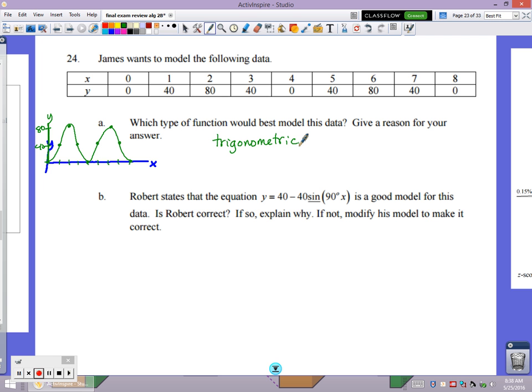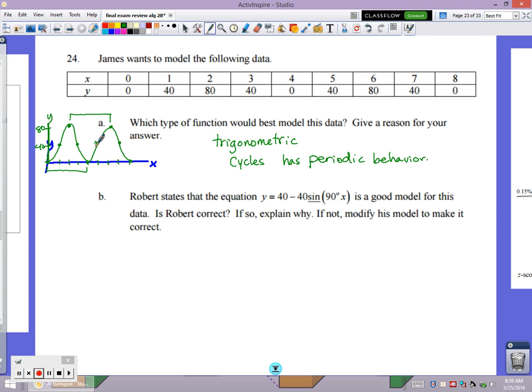Give a reason for your answer. Well, it has a cyclical nature. It cycles, meaning it has a periodic behavior. Remember, one period would be from peak to peak. So that would be one period, or from middle to middle here, right? That would be one full cycle, one full period.